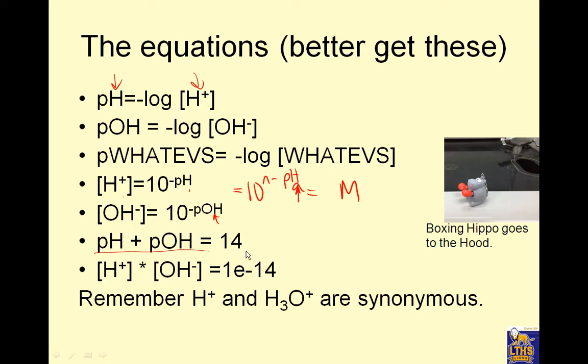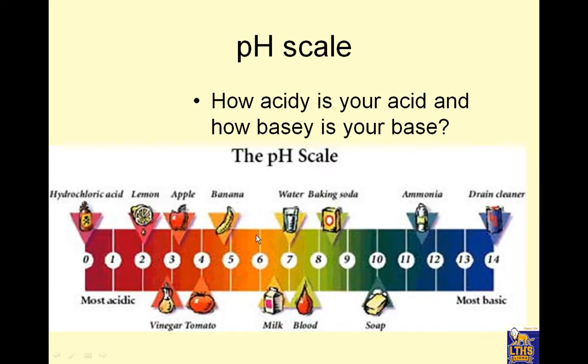Here's something: pH plus pOH equals 14, and we already know that pH equals 7. If we did the negative log of the pOH, we'd get 7. That's why pH plus pOH equals 14. What is the pH scale anyway? It's how acidy is your acid and how basey is your base. Sounds like a fun song, but just to give you an idea of a few kinds of pH.